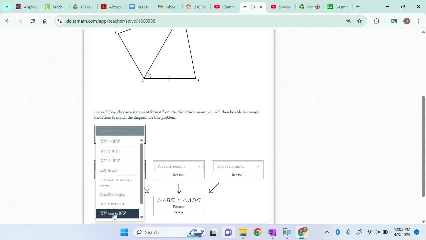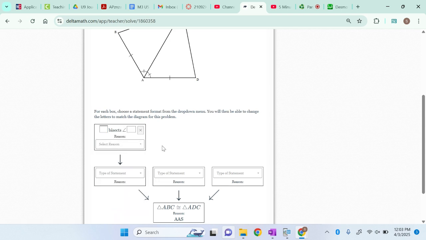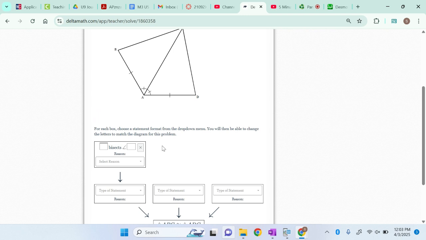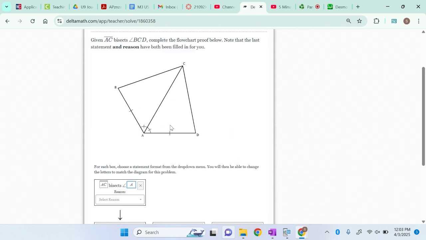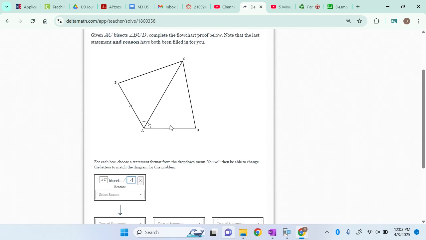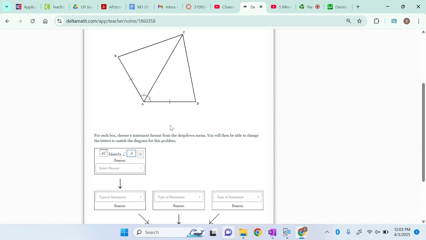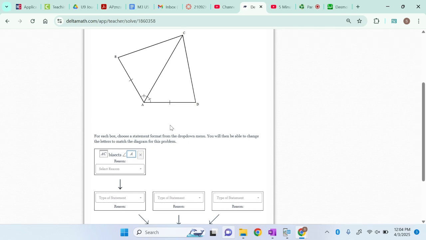Oh, no. First, we're going to state that side AC, like you guys said, and I didn't listen, side AC bisects angle BCD. I marked the wrong angles. See, even I make mistakes.